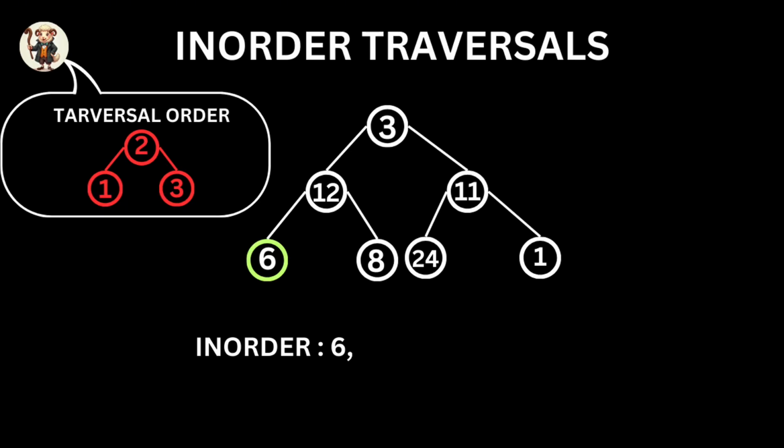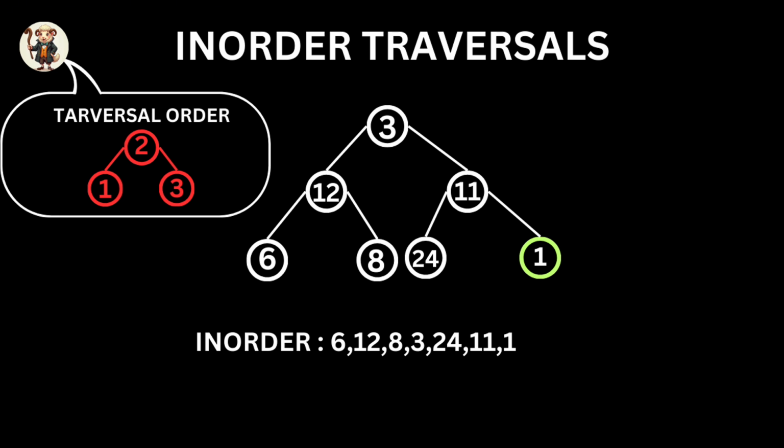After visiting 6, we move up to its root, which is 12, and then proceed to 8, which is to the right of 12. Having completed the left subtree of the main root, we now visit the main root itself, which is 3. Just like on the left side, we approach the right subtree by visiting the leftmost node first, which is 24. After 24, we move up to its root, which is 11, and finally, we visit 1 on the right of 11. This methodical approach shows how in-order traversal differs.